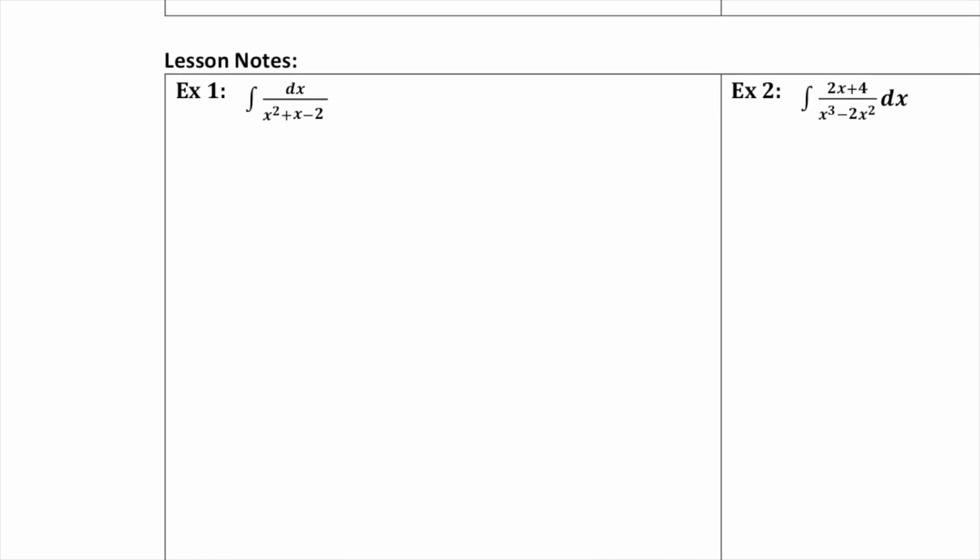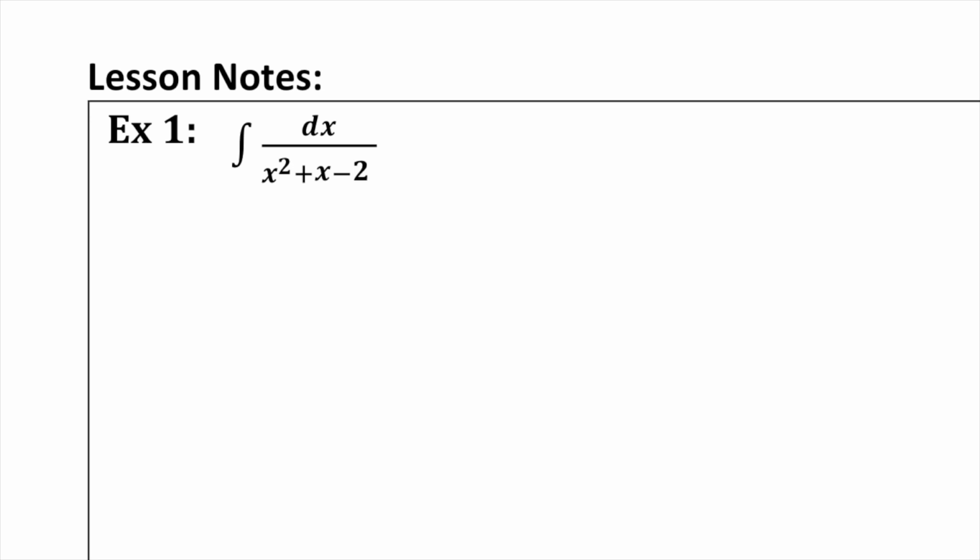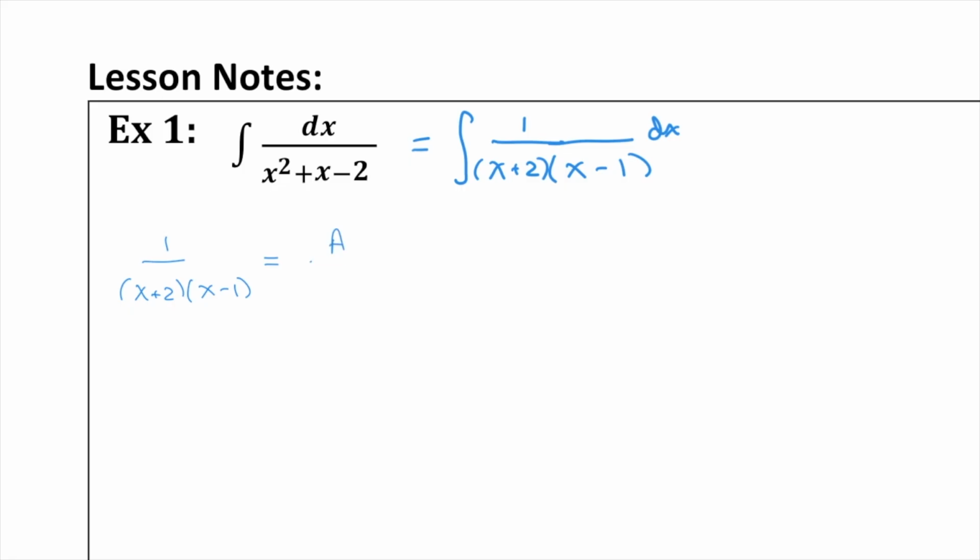For example 1, let's take a look. We want to start by factoring our problem. We're going to rewrite this problem as the antiderivative of 1 over (x plus 2) times (x minus 1), and here's my dx. Now we want to rewrite this question into two different parts. So 1 over (x plus 2) times (x minus 1) is equal to A over x plus 2 plus B over x minus 1.